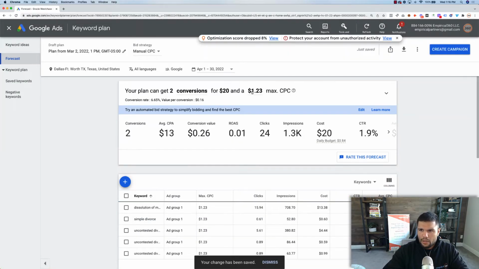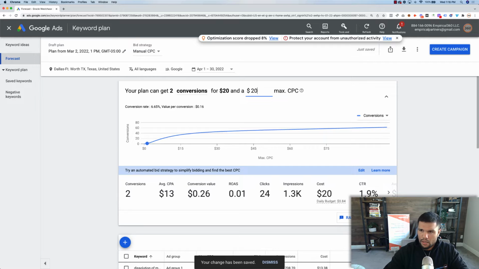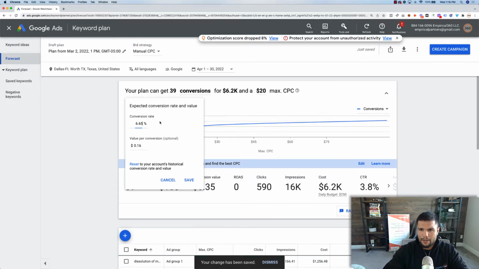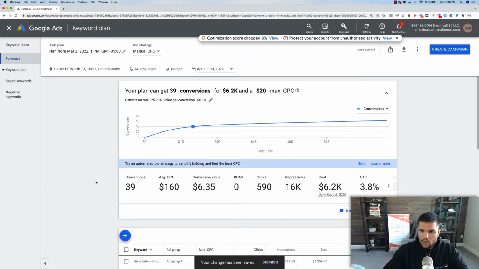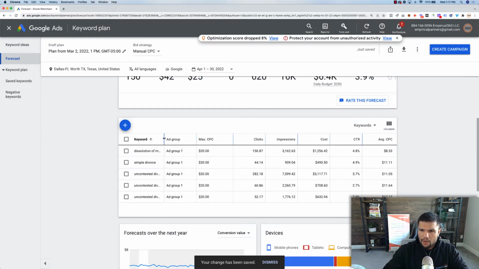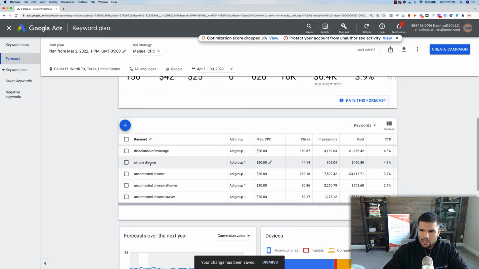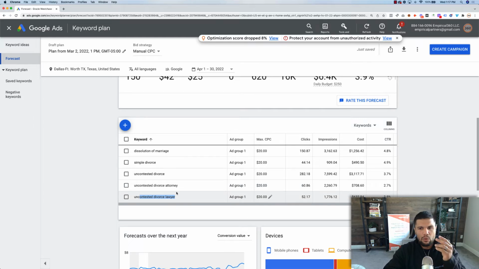All right, so let me manipulate some of these numbers, and it will give you an idea of what to expect. And I'll explain every number here in a second. So again, we're going to look at the keywords dissolution of marriage, simple divorce, uncontested divorce attorney, and uncontested divorce lawyer. Now, the best keywords here are the words that have attorney in them because that means they're searching for an attorney and they're not doing research.